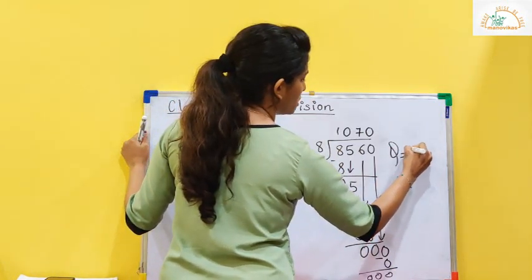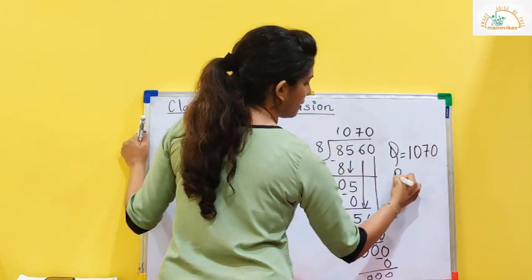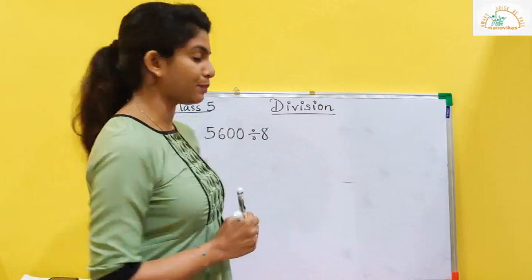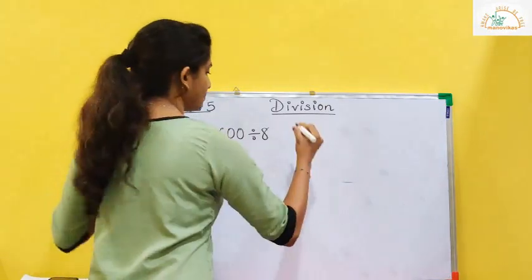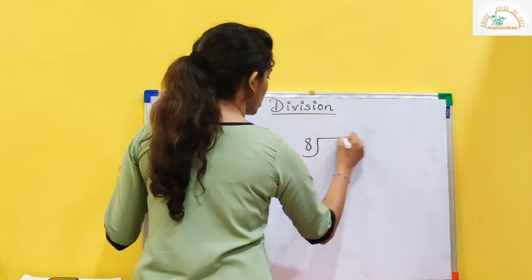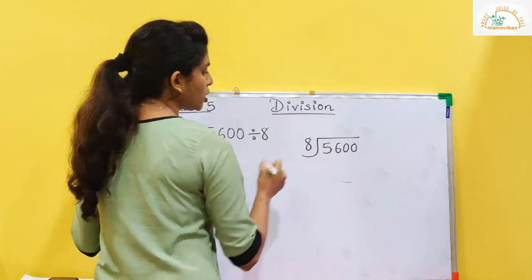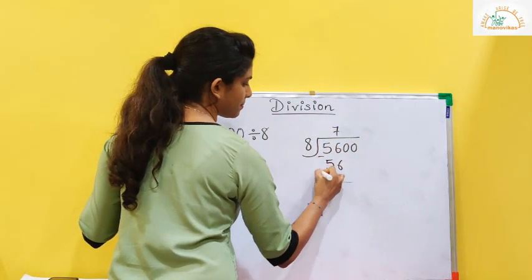So here the quotient is 1070 and remainder is 0. Let's take one more example. 5600 divided by 8. So here I am using a long method. 5600 divided by 8. So 8 sevens are 56.